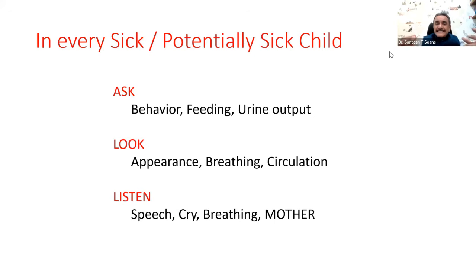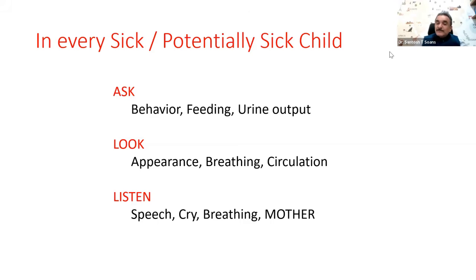So for every sick or potentially sick child, you just need to ask or do six things. You should ask about the behavior of the child: how is this child? I'll come to this later. Whether the child is feeding well. How is the output, the urine output? These are the three questions you need to ask. Then look at the appearance: how the child is looking, how is his breathing, how is his circulation. You need to look at it.